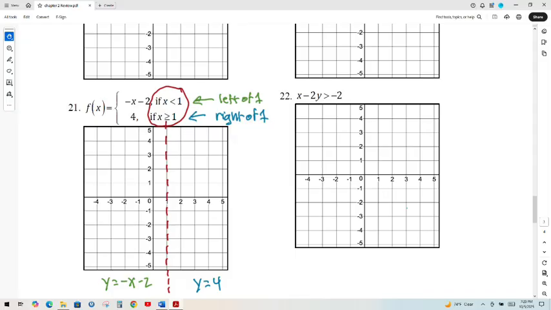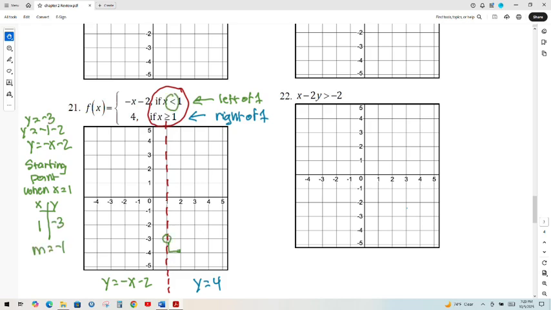Now what we want to do is find where they're starting. So on the green one, we want to know where it's going to start when x equals 1. So what we do is we plug that into our equation y equals negative x minus 2. So we plug in the 1, so we get the opposite of 1, which is negative 1, minus 2, or negative 3. So our starting point is 1, negative 3. We look to see if it's an open or closed circle. We see there's no line under that inequality, so therefore we know it's an open circle.